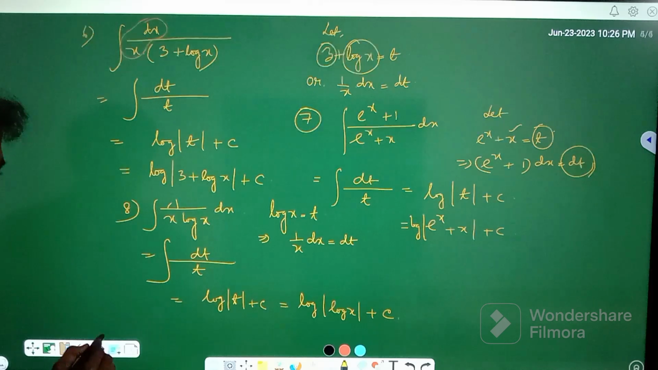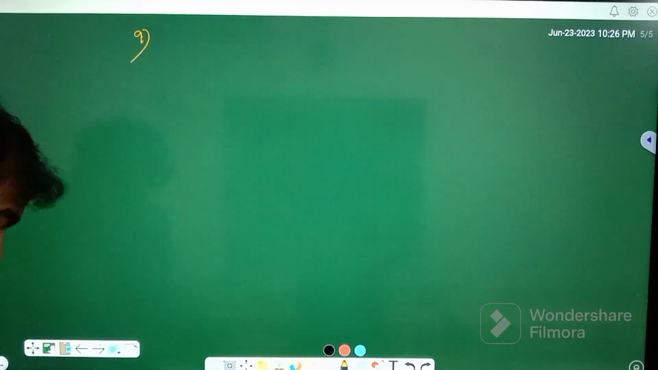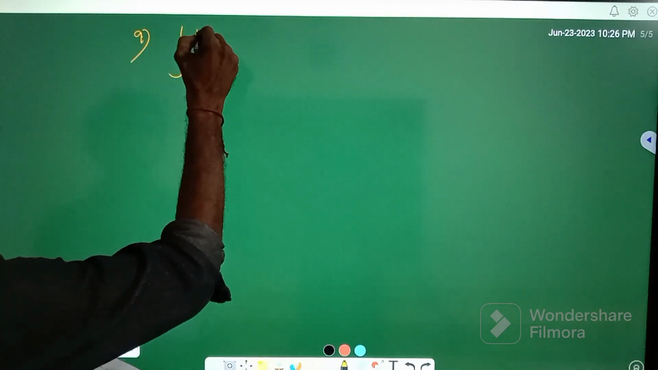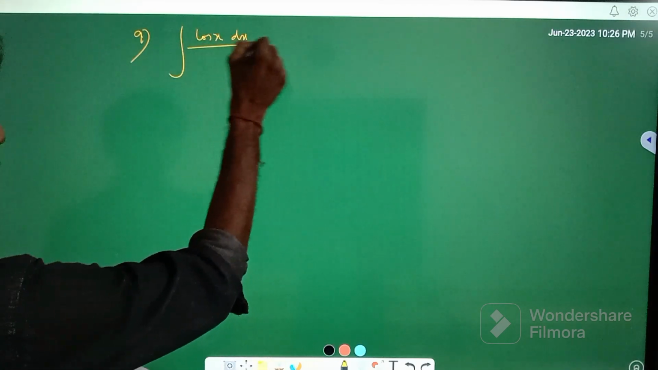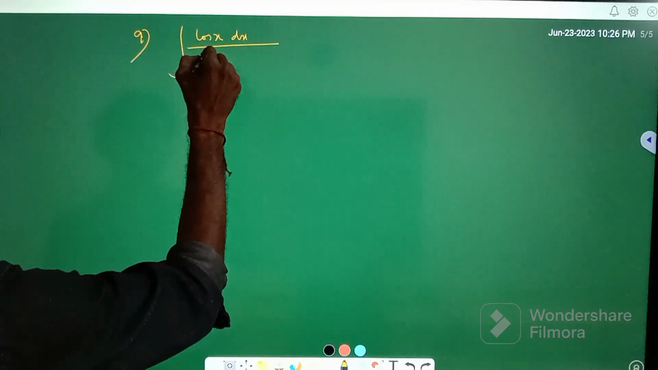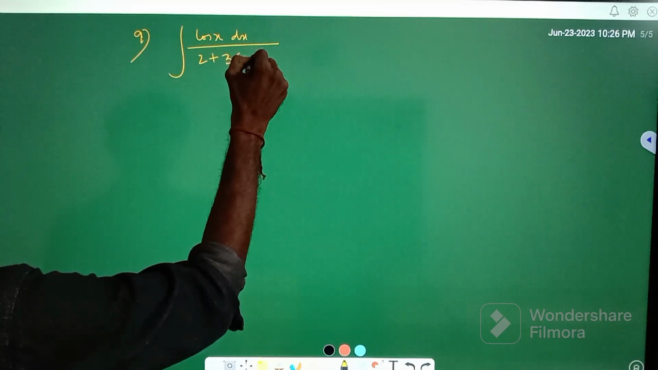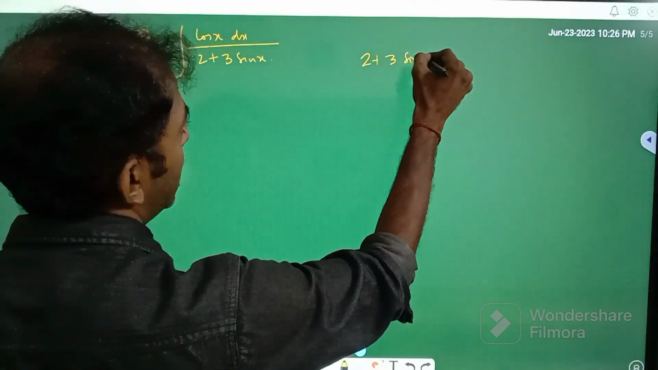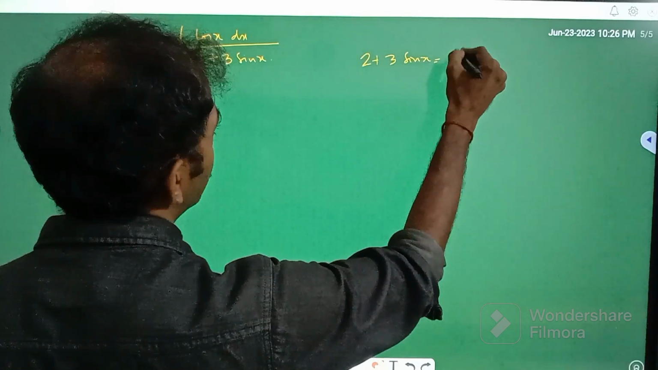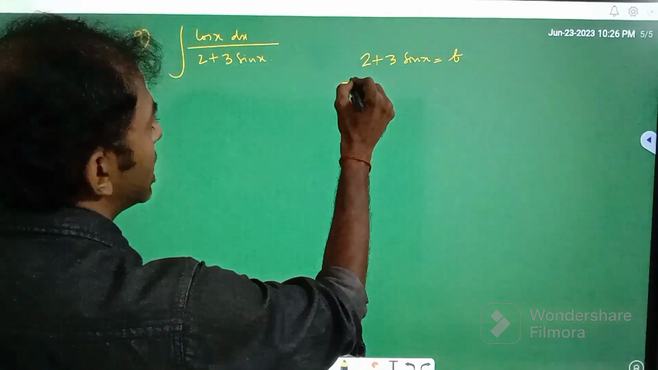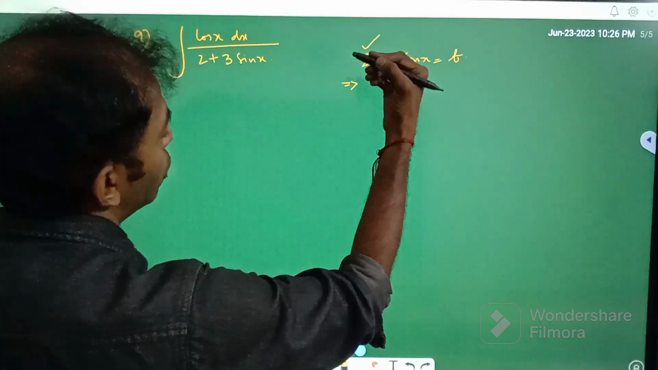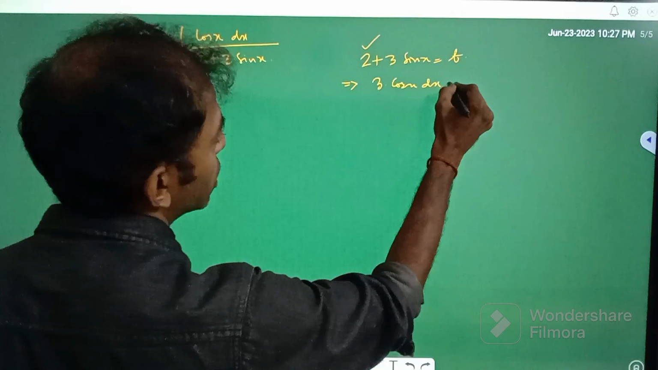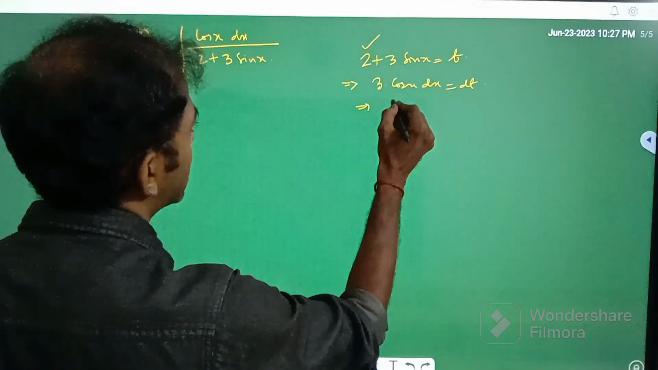That will be our ninth problem. Ninth problem is integration of cos x dx divided by 2 plus 3 sin x. Here you need to consider 2 plus 3 sin x as t. You are substituting 2 plus 3 sin x as t. So after differentiation, 2 will be 0, and that will be 3 into cos x into dx equals dt. Hence cos x dx will be dt by 3.